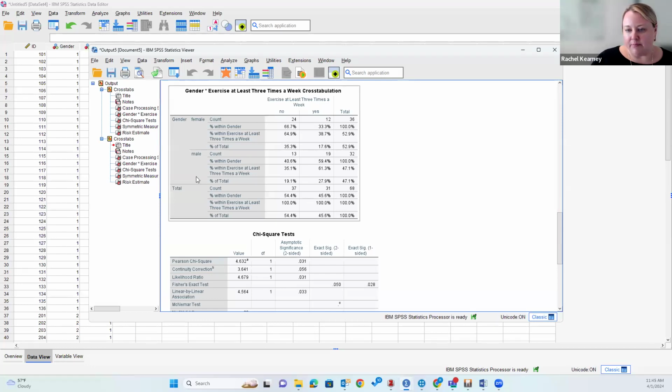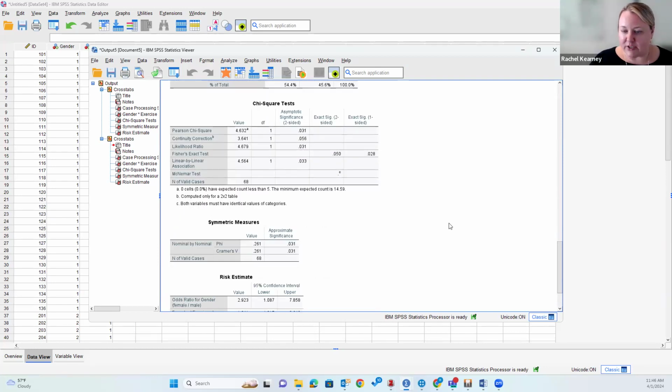So when we look at this, it looks just based on this table that women exercise, only 38% of them exercise at least 3 times a week, while men, 61% of them exercise 3 times a week. So we're thinking, yeah, there might be a difference here. So we'll scroll down to the chi-square test. And so we'll look at that.